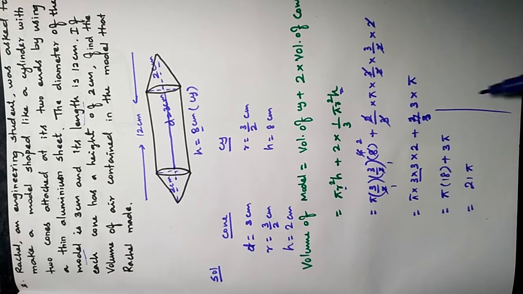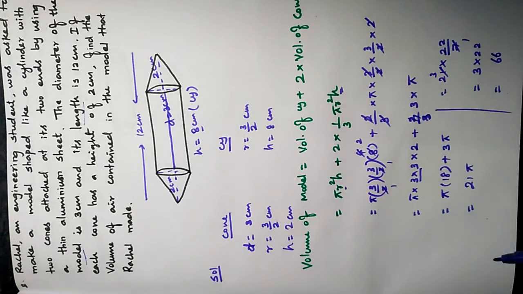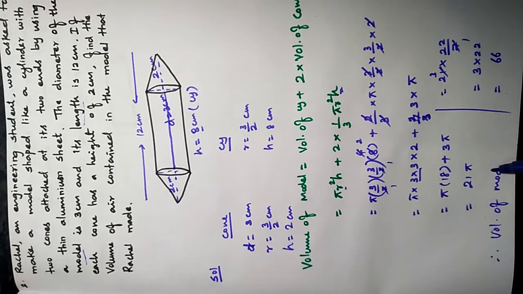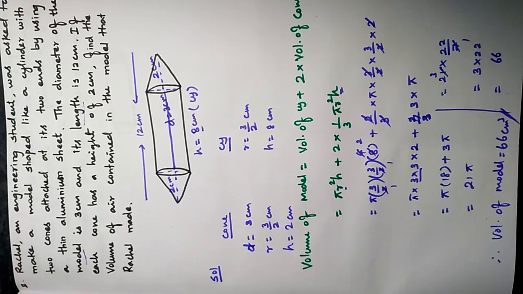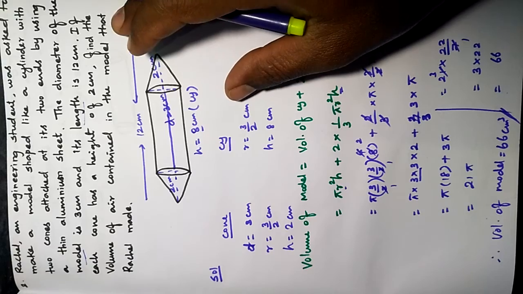Since we know the value of pi is 22 by 7, now cancel, 7 ones are 7, 7 3s are 21, so remaining 3 into 22, if you multiply you will get 66. So therefore the volume of the model is equal to 66 centimeter cube. Hope that you understand this. Let's move to question number 3. If any doubt, please put it in the comment section.